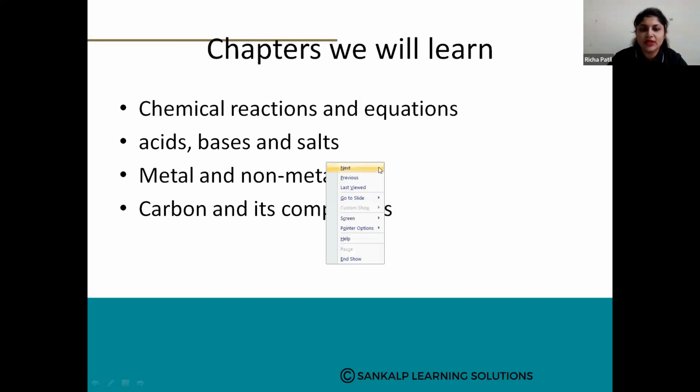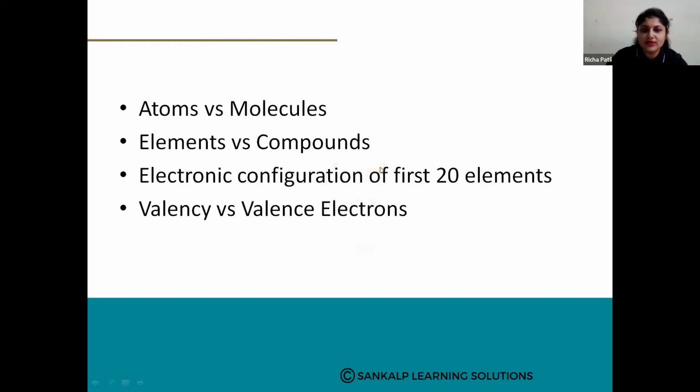Before going to the main chapters, we'll study some basic terms. We are going to study terms like atoms. What are atoms? What are molecules? What are elements? What are compounds? We are going to study the electronic configuration of the first 20 elements. Then we are going to see the structure of atom, then valency. What are valence electrons? How to write the chemical formula. So these are some of the basic terms we are going to discuss in this class.